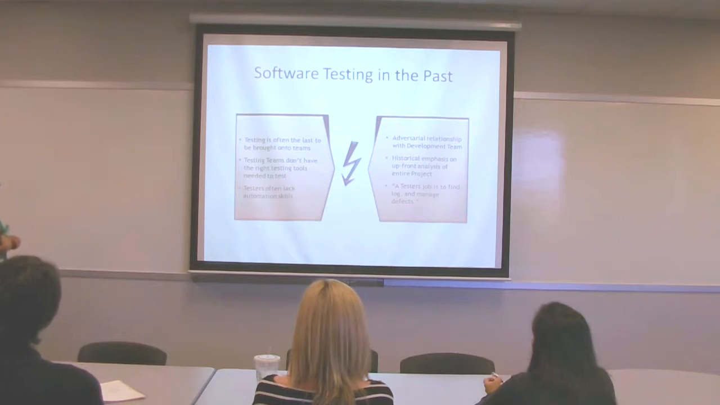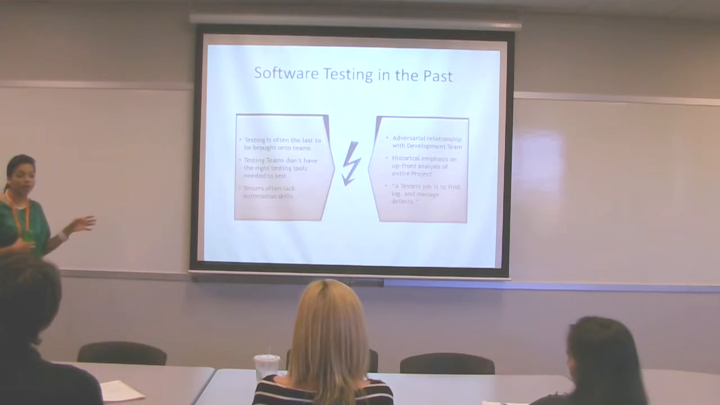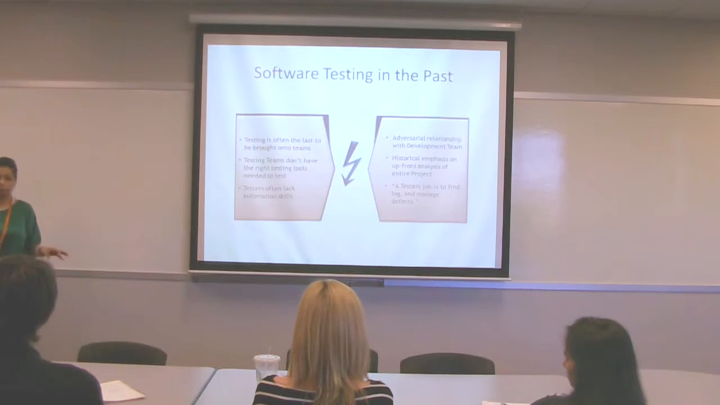Historical emphasis on upfront analysis of the entire project. So we have done it in the past, and it worked, or at least worked for 70% of the parts, so it will work this time too. Let's just do the whole analysis, the whole plan, the whole strategy right now, and then we will start working on it. We don't do that in Agile.